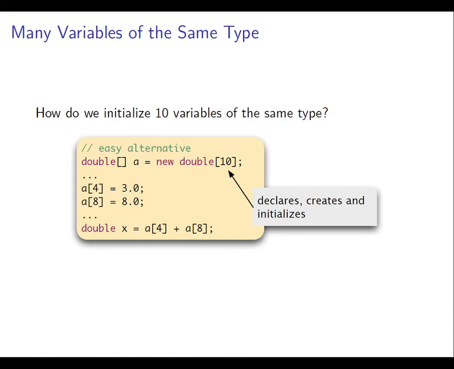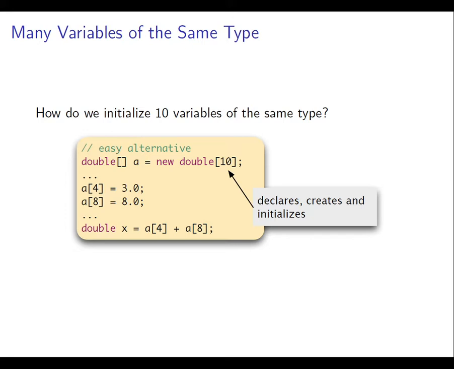So in Java we can do that kind of thing. Here's an easy alternative to initializing 10 variables of the same type one at a time. In Java, this line at the top here declares an array called A of doubles, and it allocates space for 10 of those variables, each of type double, creates each one and initializes it. And later on we can refer to individual variables from that collection of 10 double variables by just giving in square brackets the index of the variable we wish to refer to.